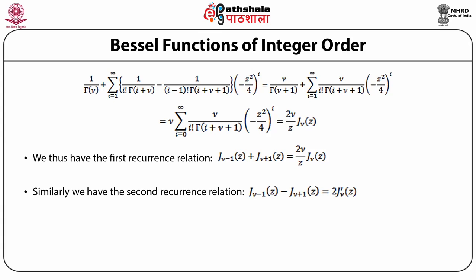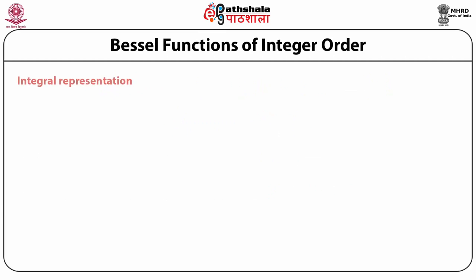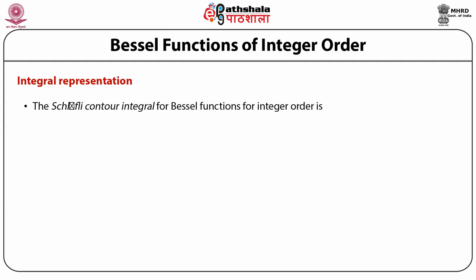Exactly in a similar fashion, we have the second recurrence relation as J_{ν-1}(z) - J_{ν+1}(z) is equal to 2 times J_ν'(z). We next move to study the Bessel functions of integer order. Many of the formulas take a simpler form for Bessel functions of integer order. There are also some relations which are specific to Bessel functions of integer order only.